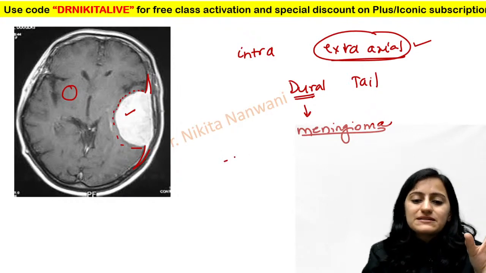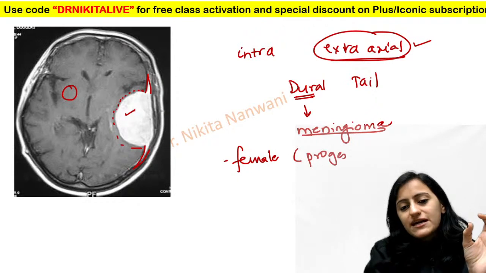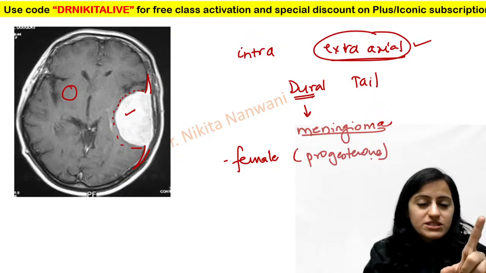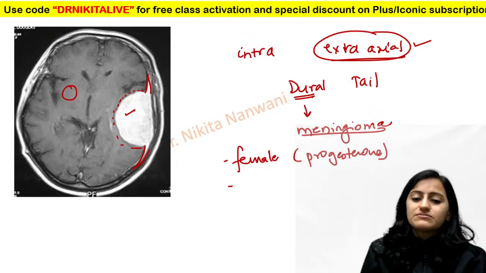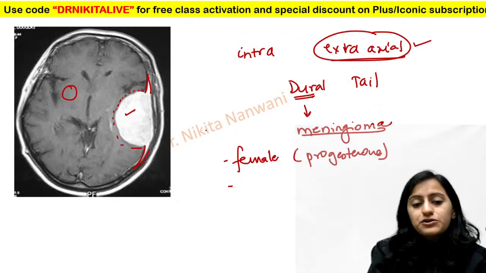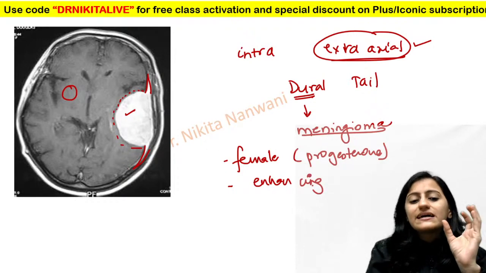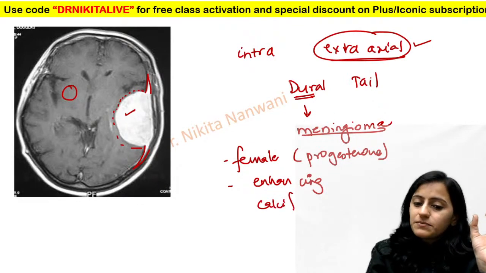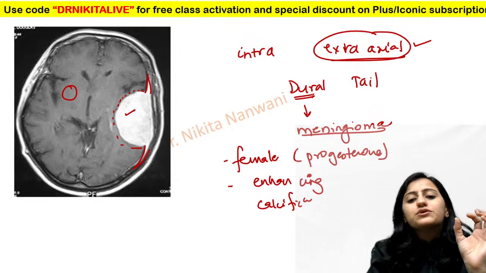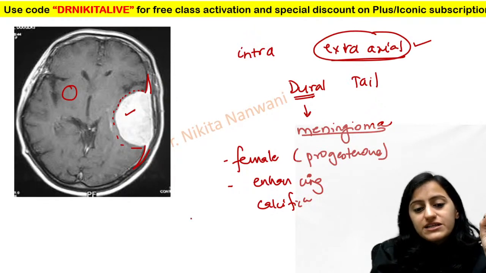Remember the clinical presentation. Generally, it's a female patient. Why female? Because it is progesterone receptor positive. Female patient, many times incidentally diagnosed. Sometimes it can cause headache. You have a very intensely enhancing lesion, vivid enhancement. Calcification might also be present, and it shows the dural tail sign. Okay, that is meningioma. What do you see in histopath?